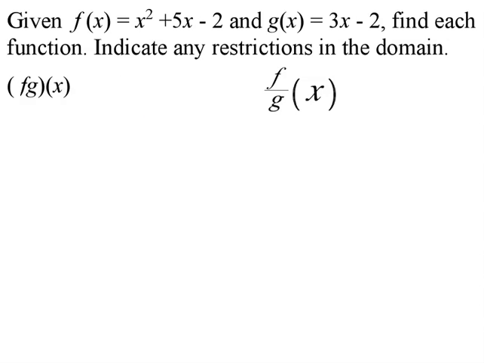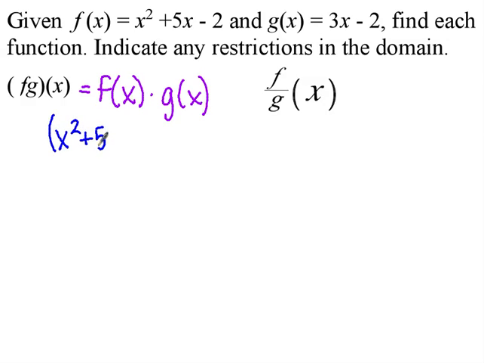Multiplication and division. Once again, fg of x is defined as being f of x times g of x. That's what that is defined to be. So I'm just going to plug in what I know. I know that f of x is x squared plus 5x minus 2. And I know that g of x is 3x minus 2. Now I'm going to distribute each of those. When I multiply 3 terms by 2 terms, I'm going to distribute here and here to start with.